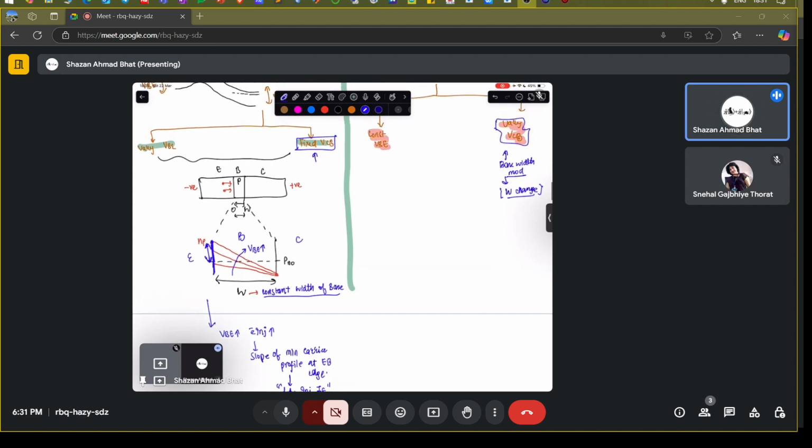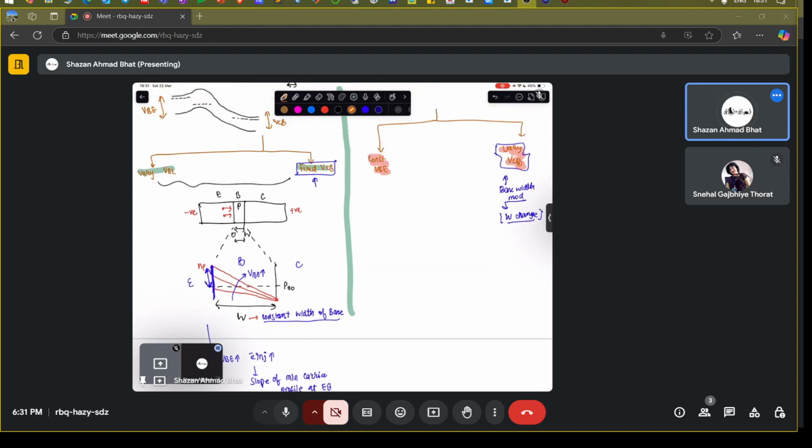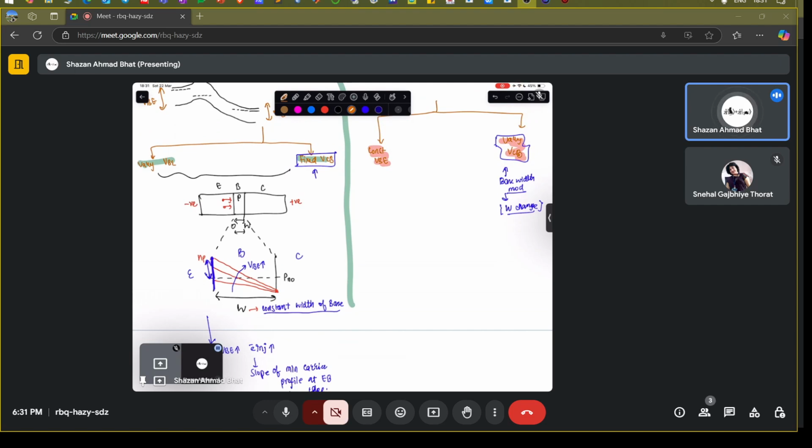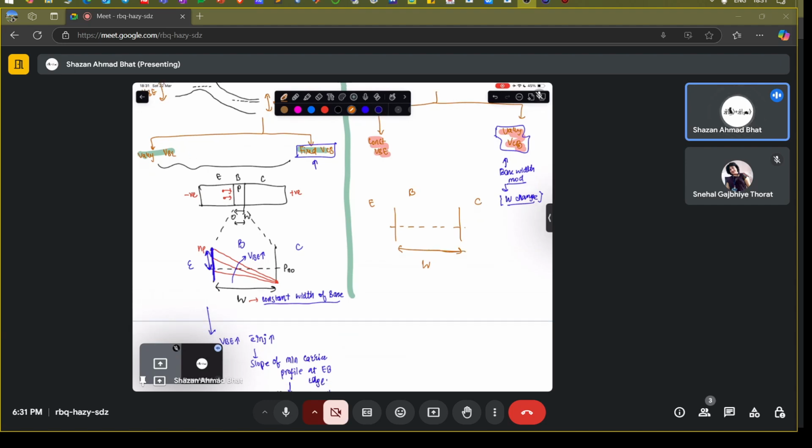Now if we look at the other case, let's say this particular region where we again draw the minority carrier profile. So we have the background doping in the base. This is the base region, this is the emitter region, this is the collector region. This is W, which is the width of this base region. Okay, let me draw it later. So this is Pn0, which is the background doping concentration.